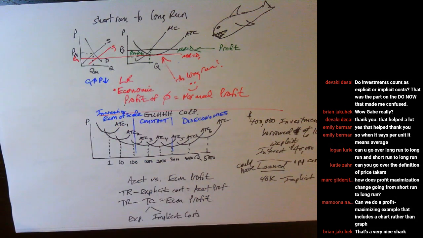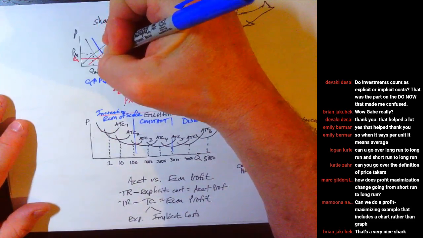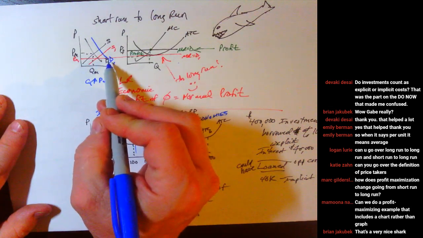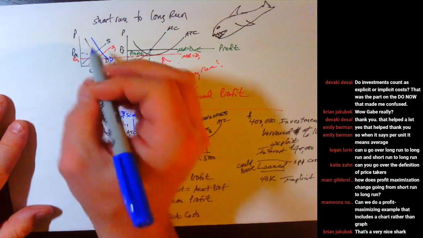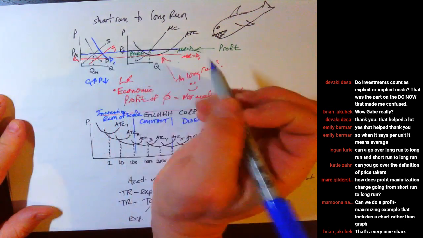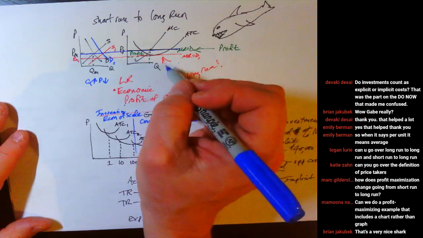So now that price has decreased, chances are, well, what happens? Now, demand for the good is probably going to go up. So now demand's here. Demand will shift to the right. And now we are back here. Okay, long run.